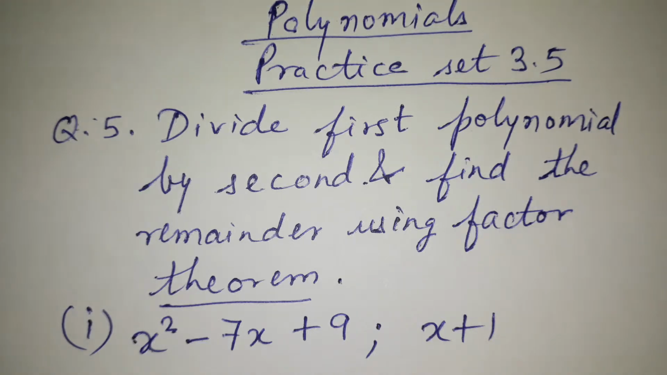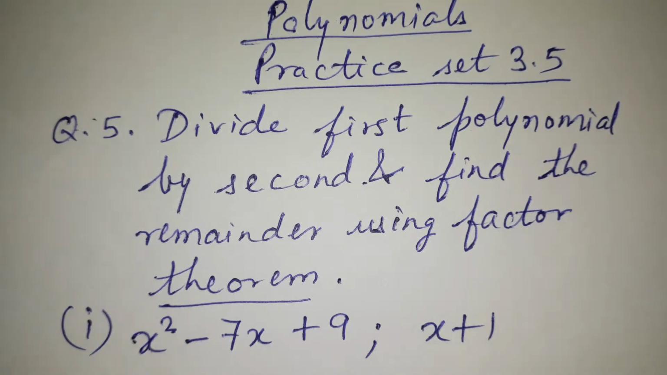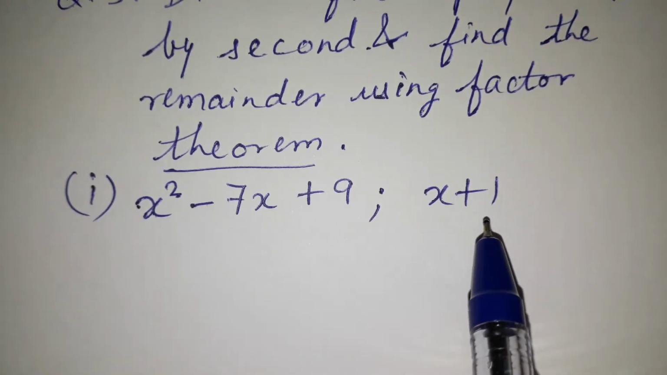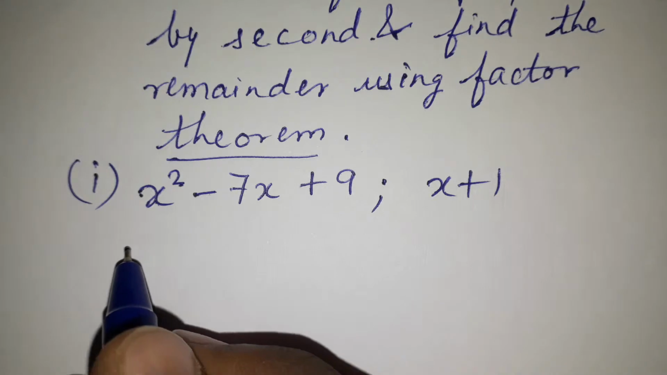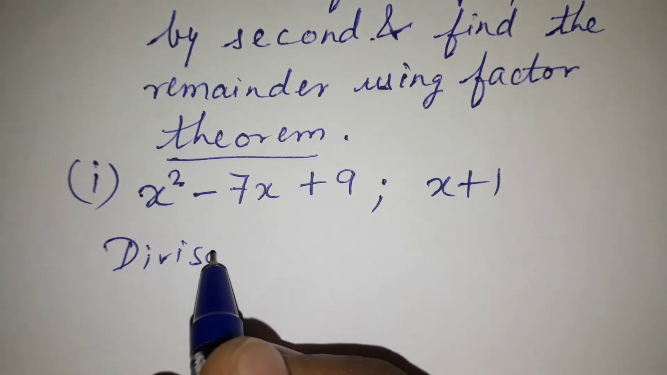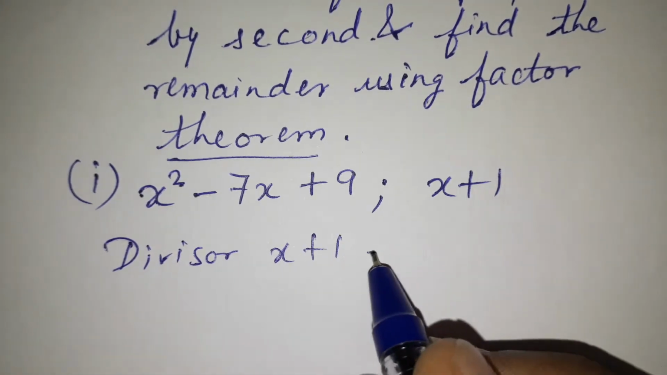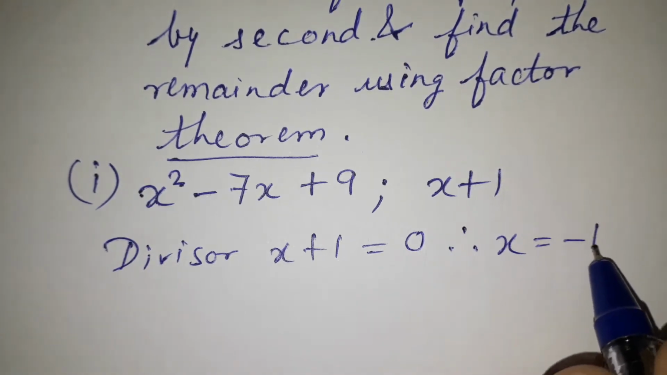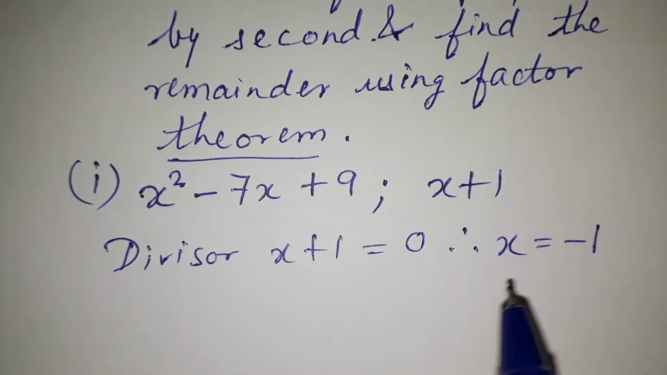So let's do it. As we discussed just now, we need to put the divisor equal to 0. Our divisor, that is the second polynomial, is x plus 1. So x plus 1 is equal to 0, and here we get x is equal to minus 1. This value we will put in the polynomial.